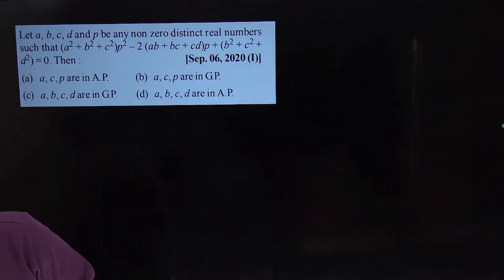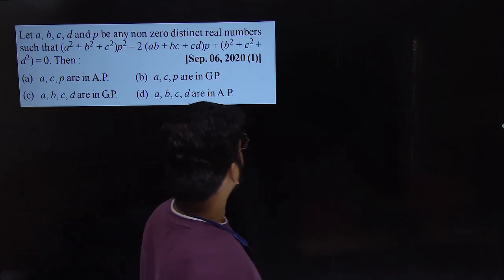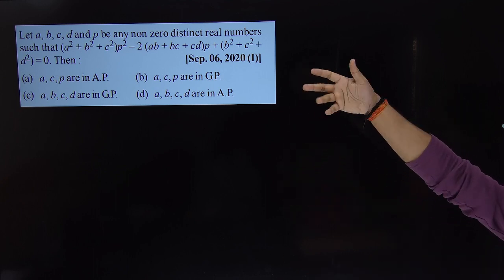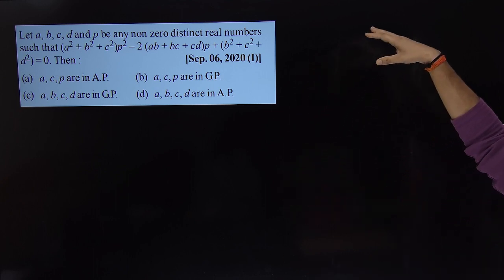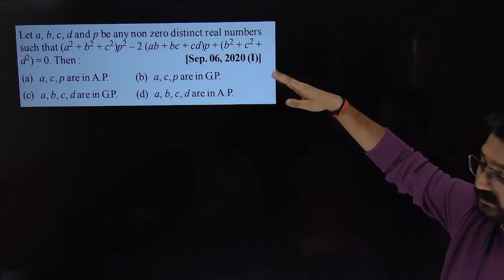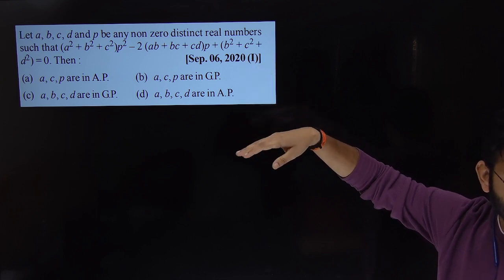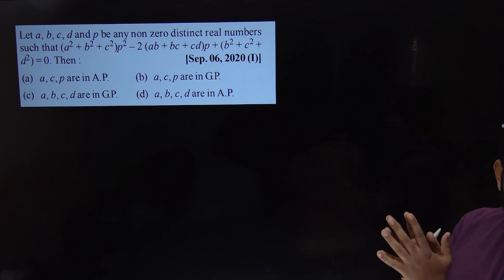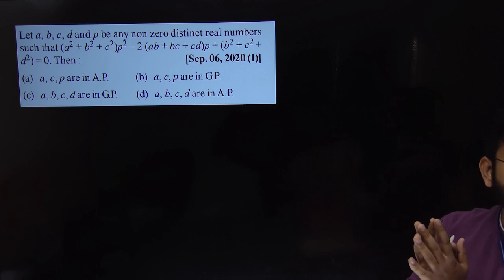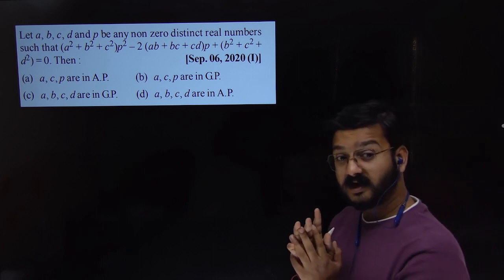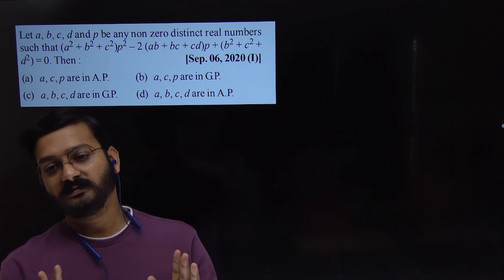The expression will look a bit lengthy, but the moment you rearrange it, the question becomes simple. Can you see the complicated-looking expression? They are asking about a, b, c, d, p, so many terms, whether AP or GP. The first thing you will do is club the terms and try to create a whole square. The moment you create the whole square, the question is solved.